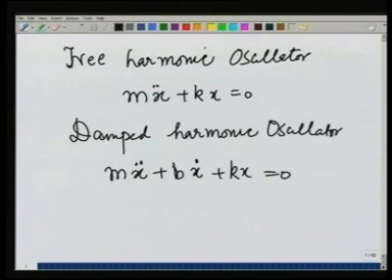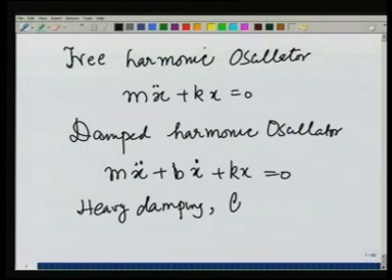We defined the quality factor, looked at this damped oscillator in the region of heavy damping, critical damping, and light damping.